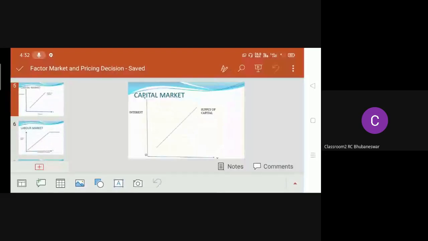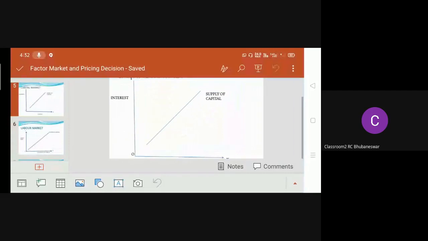Okay, in the capital market here, on the x-axis we have taken total capital, and on the y-axis we have taken interest, because when we borrow some loan from a bank, we have to pay some interest for it. Suppose you want 1000 rupees from the bank. For this you have to pay an interest rate. Suppose the interest rate is 5%. Here 5% means in 100 rupees there are 5 rupees of interest, and on 1000 it is 50 rupees. You have to pay 50 rupees as interest, because you are borrowing money.